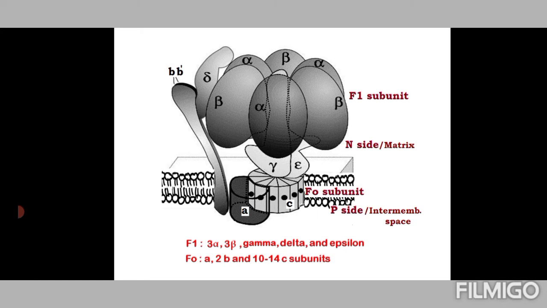And we can think of the enzyme as consisting of two functional components also. It is this moving rotor, which is composed of the C ring, gamma and epsilon portions, and this is a rotor which is capable of rotating, whereas the rest of the portions are stationary, and they can be described as the stator.